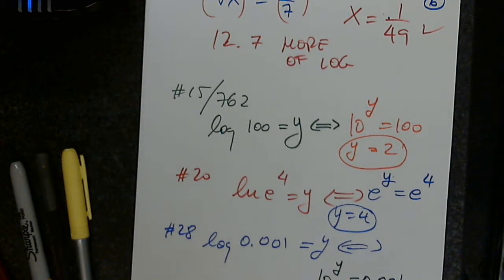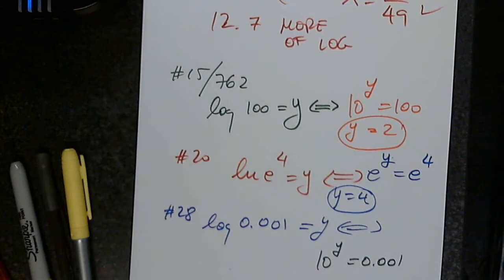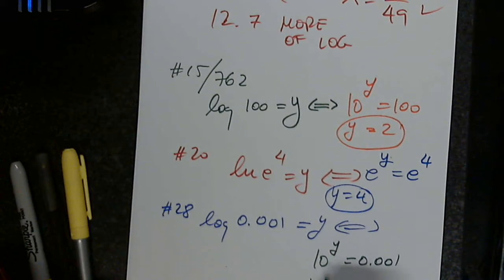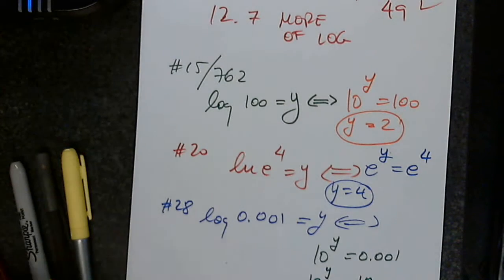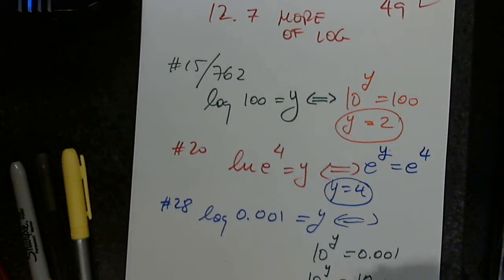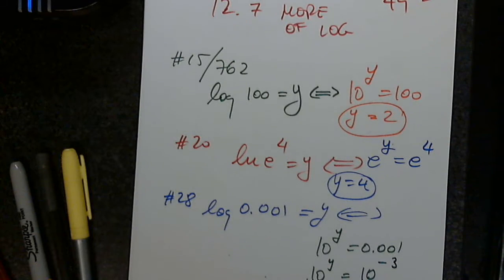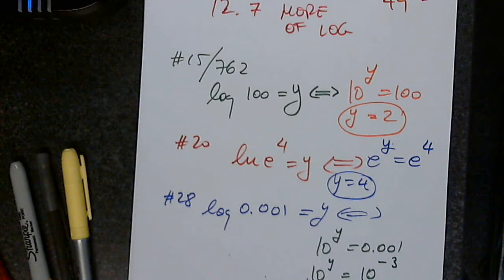Excellent. So now how can I present the other side with base 10? The other side is base 10 raised to which power? It cannot be a positive power. 1 over 1,000. But how do I write that? 10 to the -3. So then how much is y? -3. Very good.